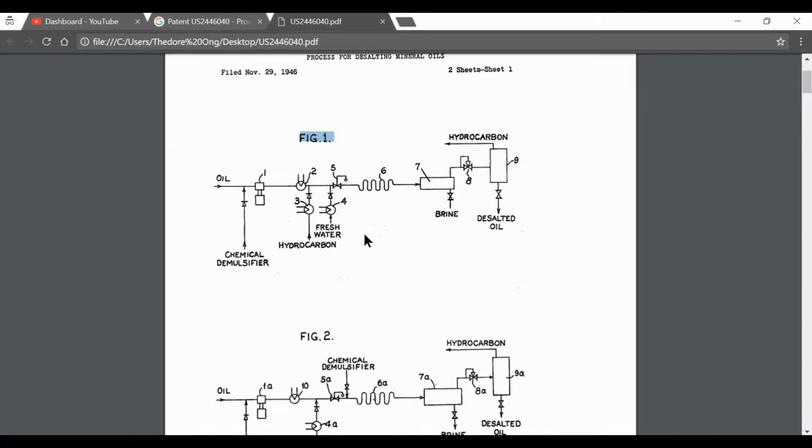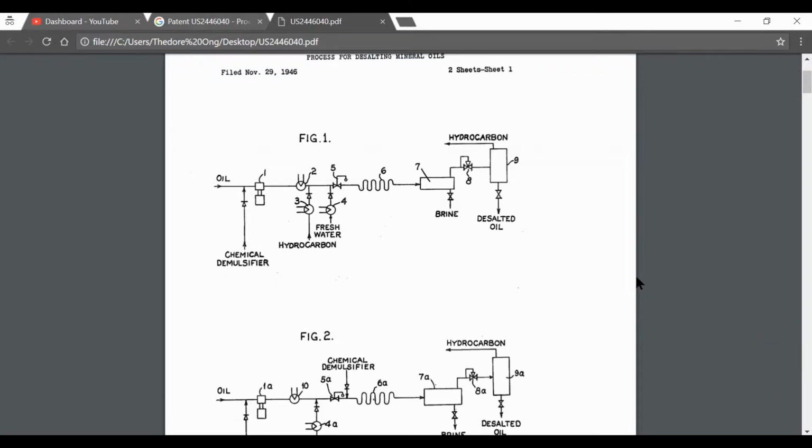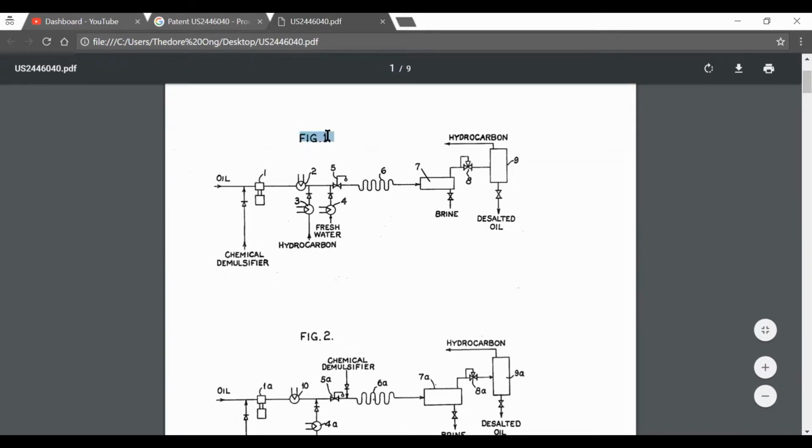So this will be a mixer settler system. Brine comes out. Okay, the brine comes out, and the oil, basically the organic layer, goes out the top, and the hydrocarbon is extracted, and desalted oil will come out the bottom. Alright, so that's figure 1. So let's go to figure 2.